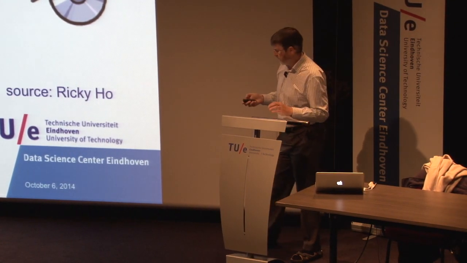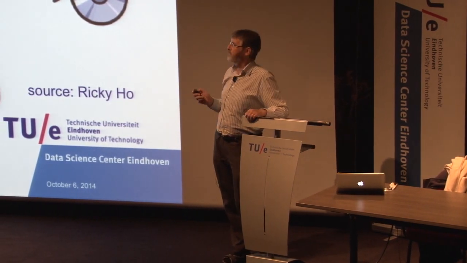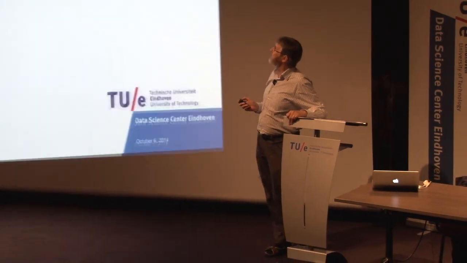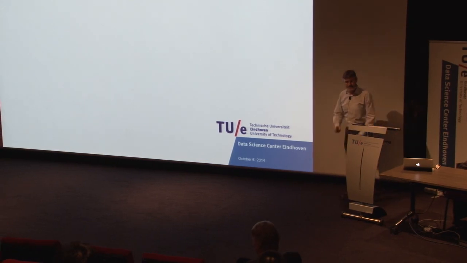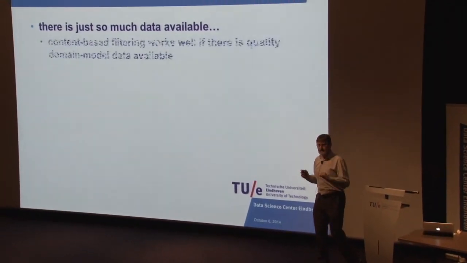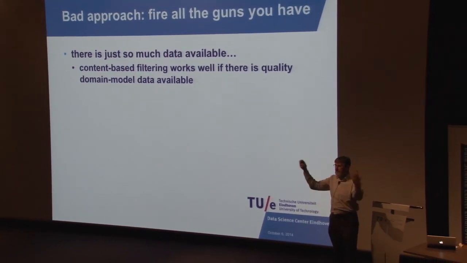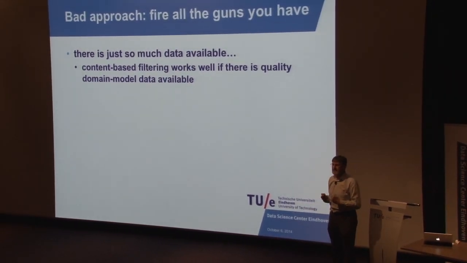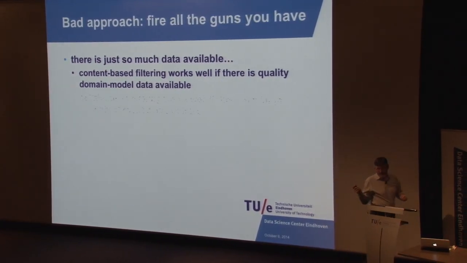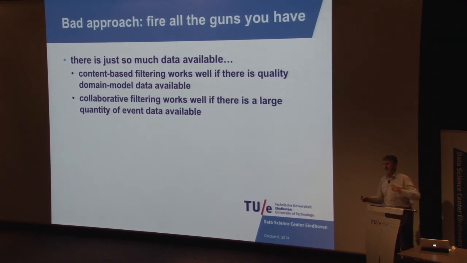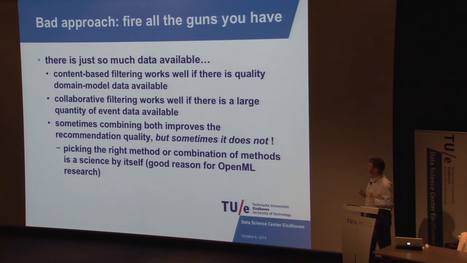What can we do to improve the situation? Well, something that has been tried and that sometimes works but doesn't always work is, let's fire all the guns we have. There is so much data available, let's use everything. Right? Let's use content-based filtering. We have so much metadata and semantic databases available. Let's reason all we can about the topics. Let's do collaborative filtering. Let's look at how users use it, and let's combine all of it.